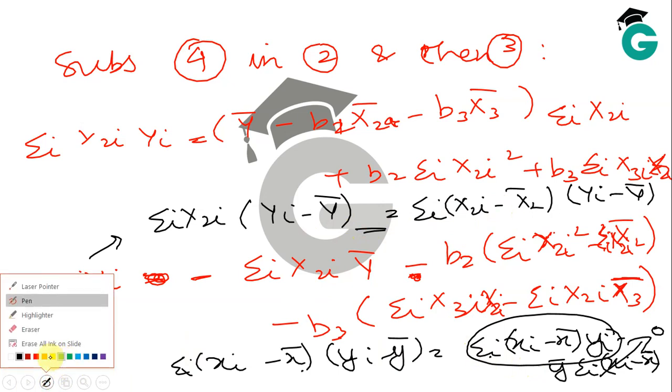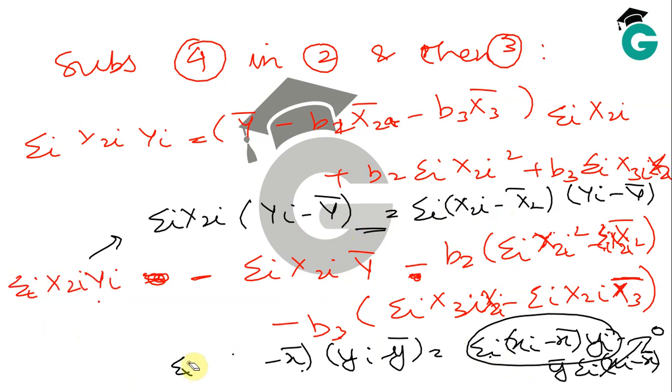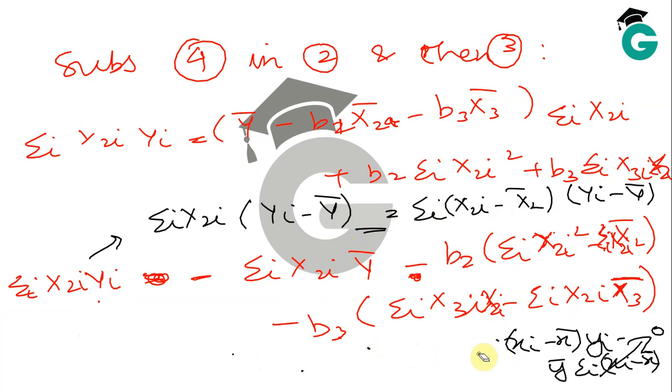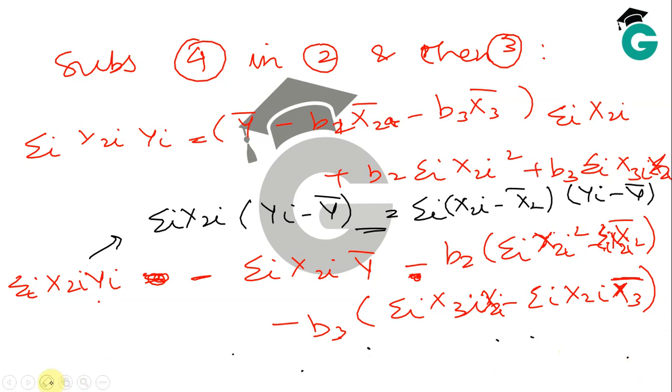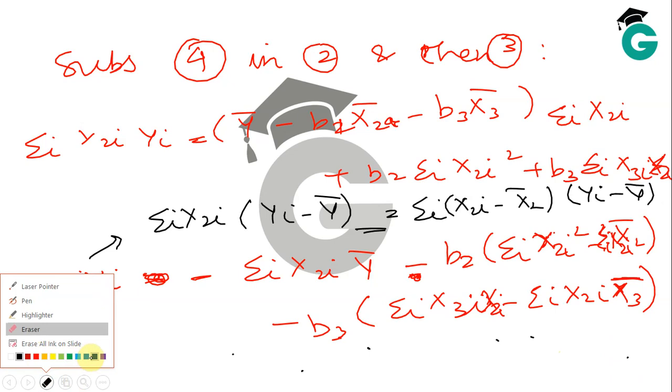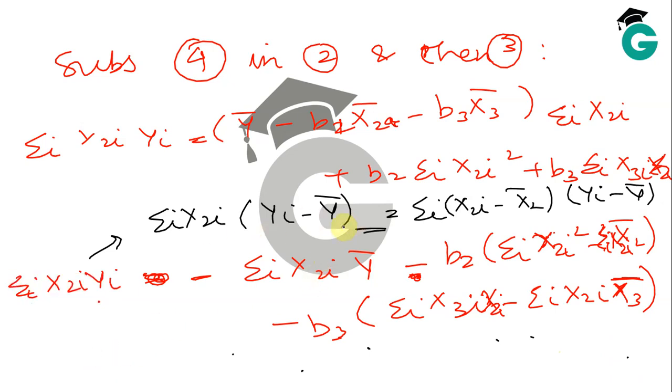So let me just get rid of this extra stuff here. So now that you have all of this, you have summation i x2i (yi minus y bar), and you have it like this.